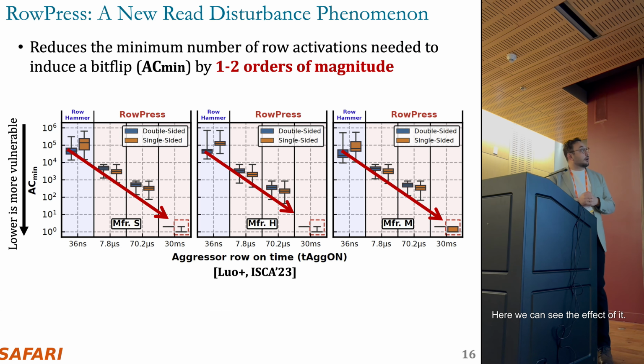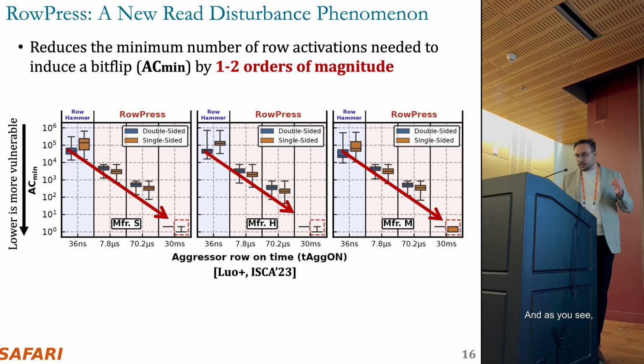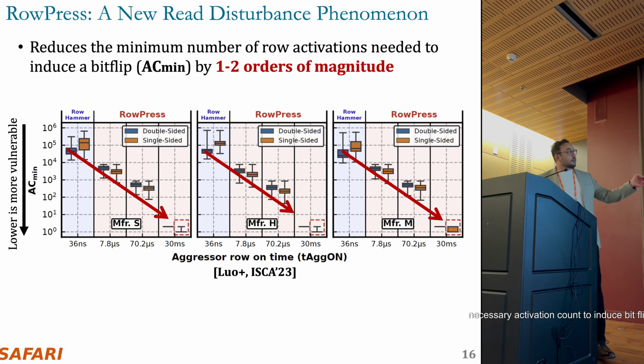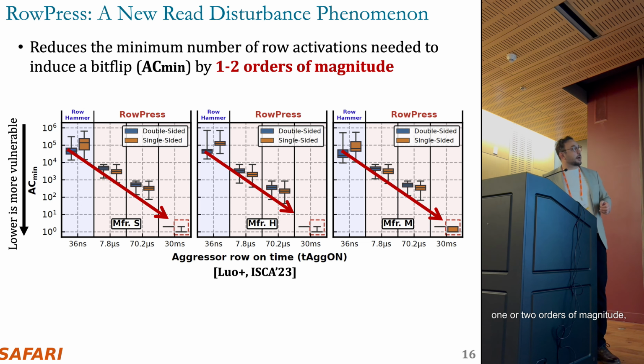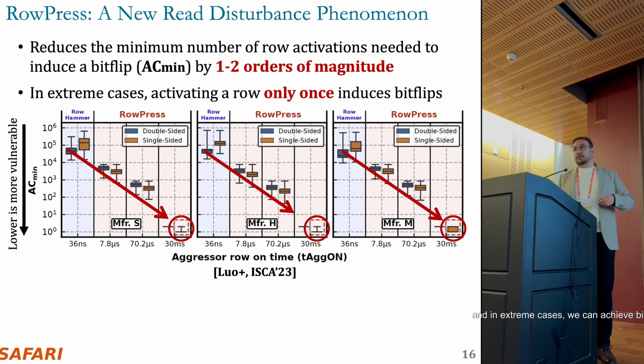Here we can see the effect of it. On the leftmost side, we have the Rowhammer attack, and on the x-axis, we increase the time that we keep the row on for a longer time. As we go from left to right, we go from Rowhammer to RowPress. And as you see, the necessary activation count to induce a bit flip drops by 1 or 2 orders of magnitude. And in extreme cases, we can achieve bit flips with only 1 activation.